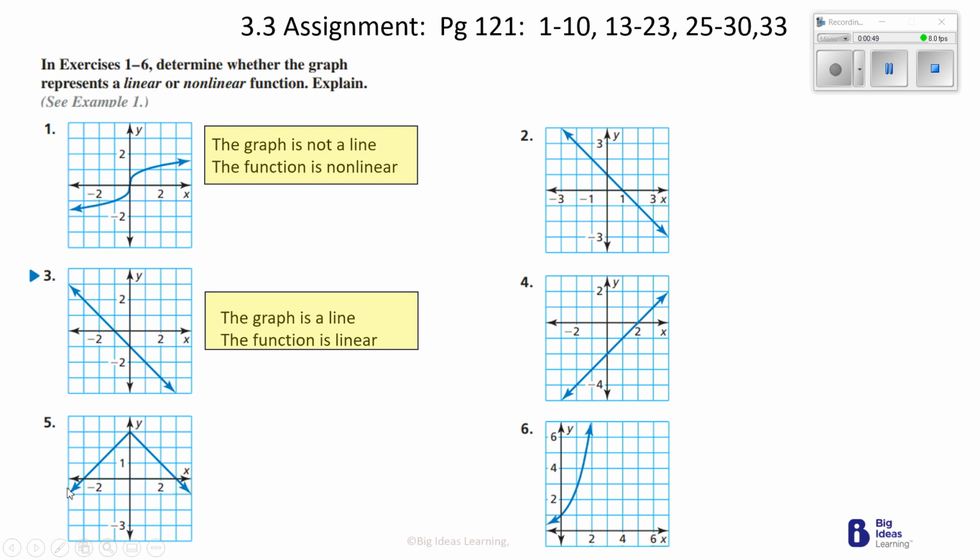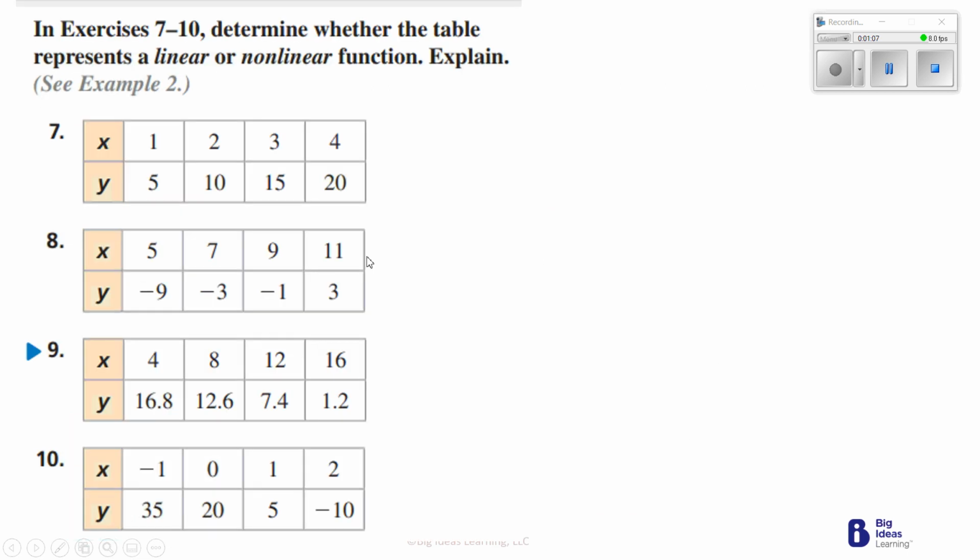For number 5, though these are straight lines, they are not continuous straight lines. They stop when x is 0 and go in the opposite direction. This is not a line. The function is nonlinear. I'll let you do 2, 4, and 6.